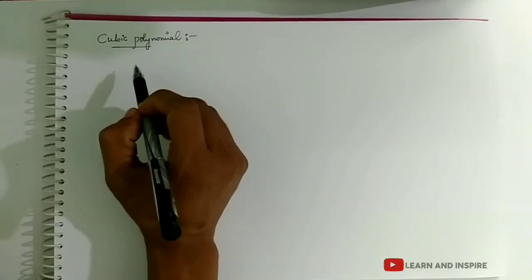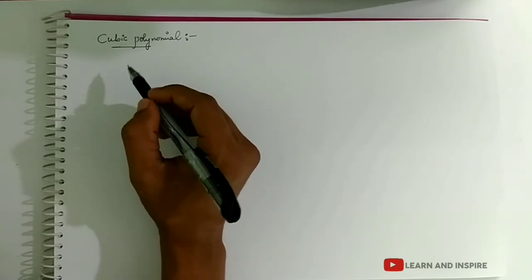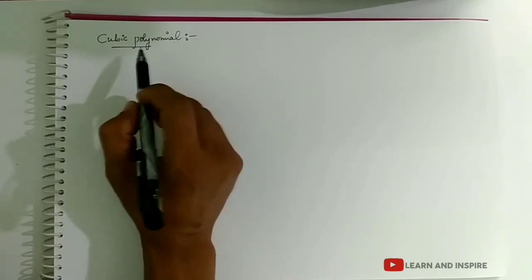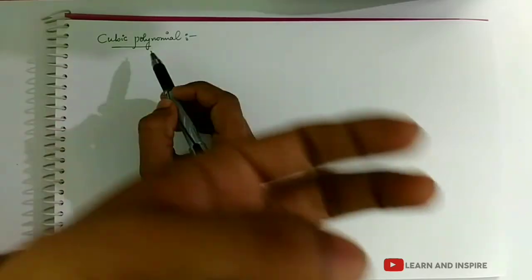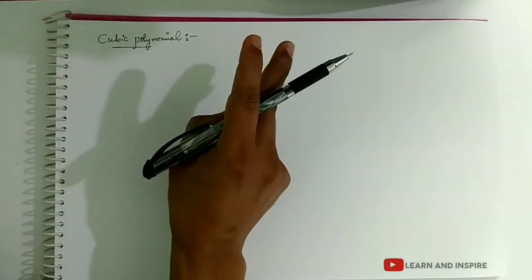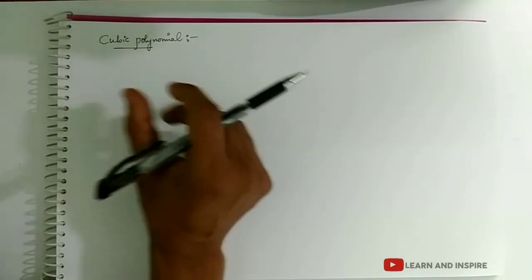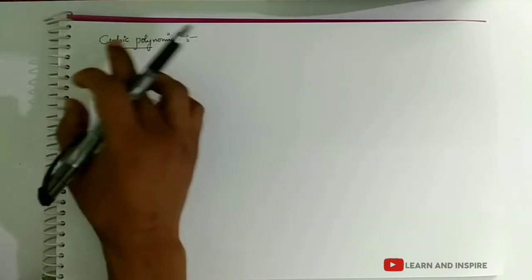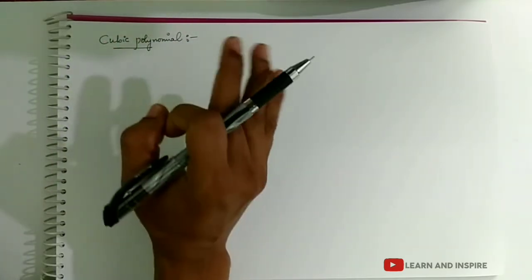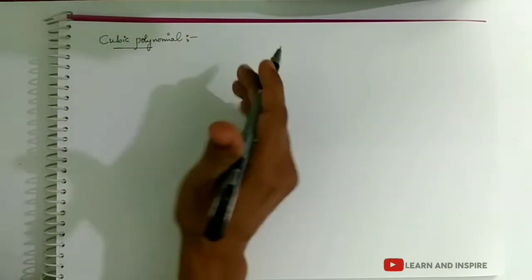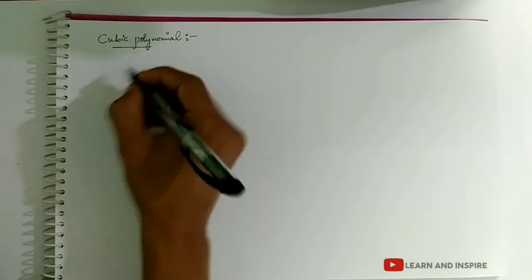Now we shall discuss the relationship between coefficients and zeros of a cubic polynomial. In a quadratic polynomial we have two zeros. Now in a cubic polynomial we have three zeros, because the degree of a cubic polynomial is 3, so we get three zeros of the polynomial. Now we take three zeros of the polynomial.